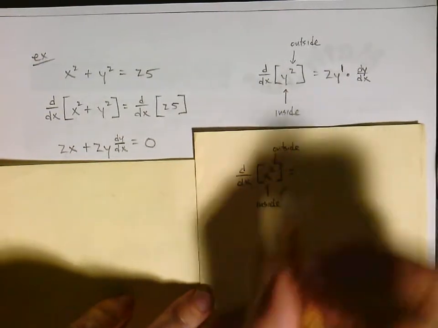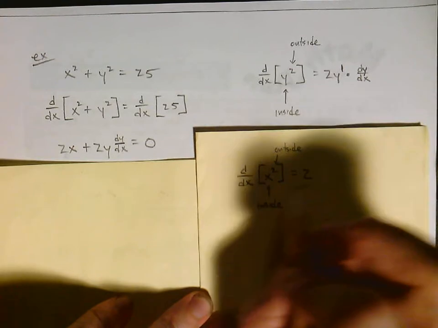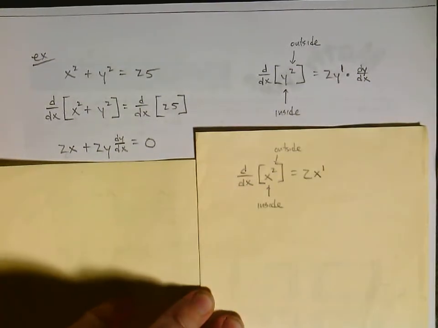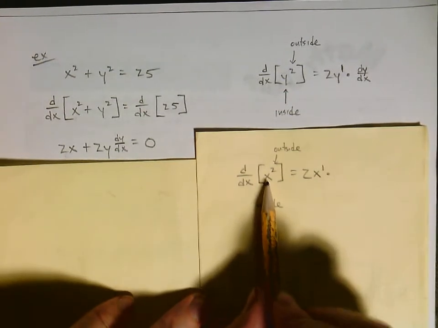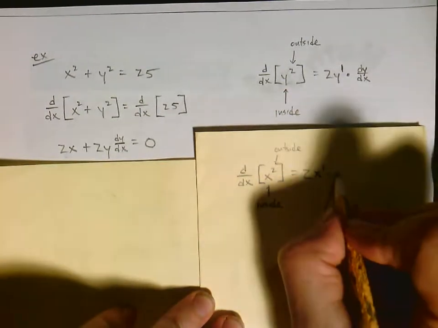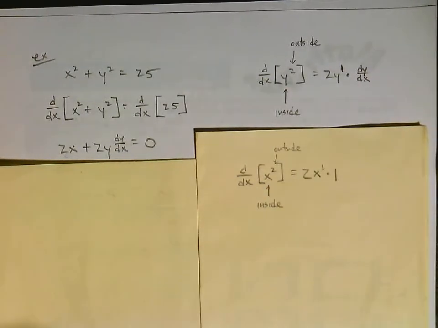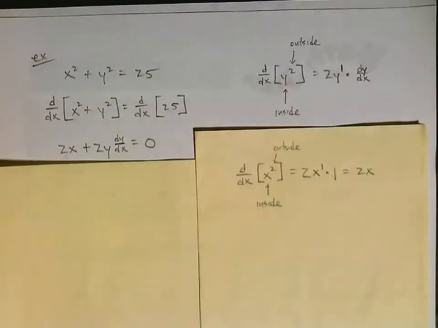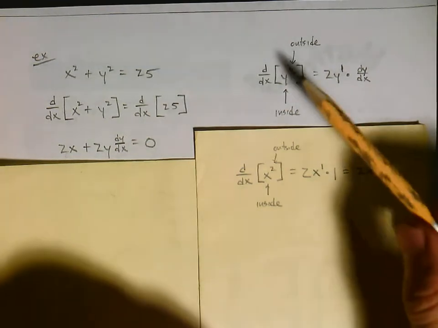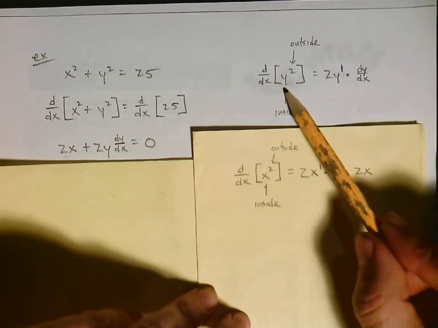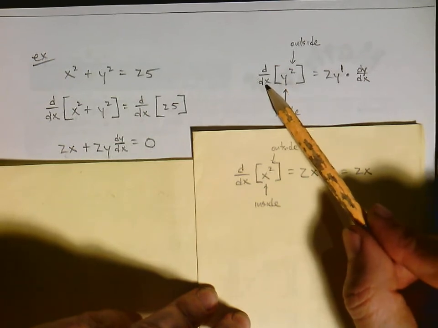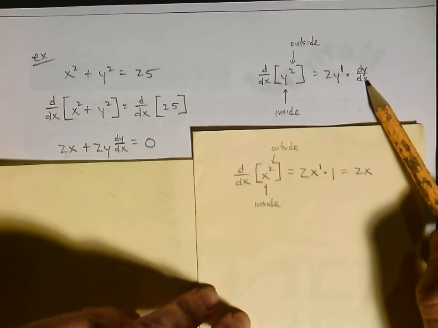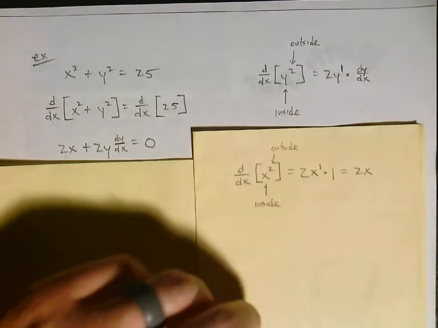Well, how would that work? Well, the derivative of the outside would be 2x to the first times, hey, what's the derivative of the inside? What's the derivative of just x? Well, you could say that's just 1. And so multiplying by 1 doesn't actually change anything. You still get 2x. So in the same way, you can treat y squared, except now when you take the derivative of y with respect to x, it's not 1. We write dy over dx, the derivative of y with respect to x.